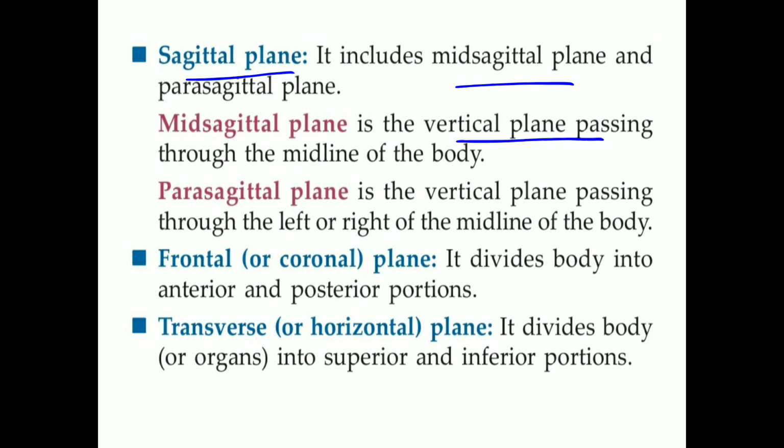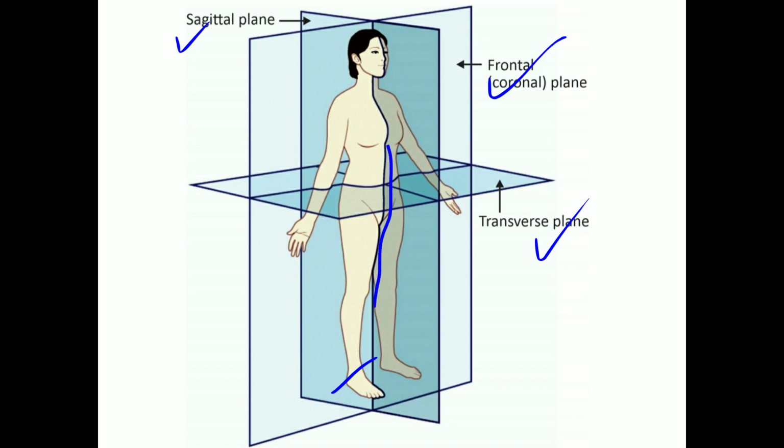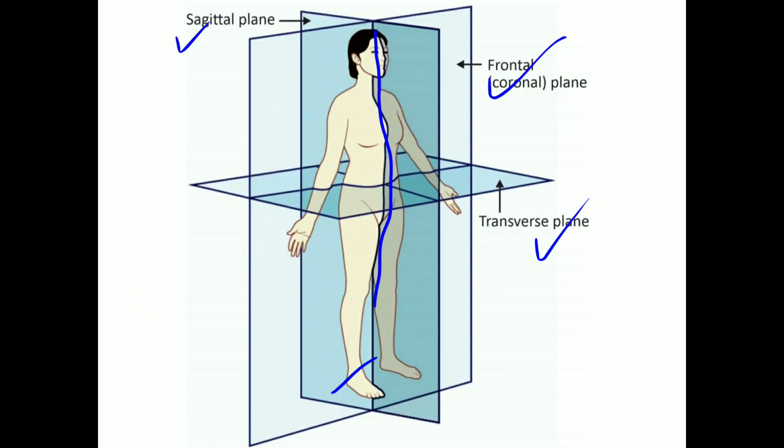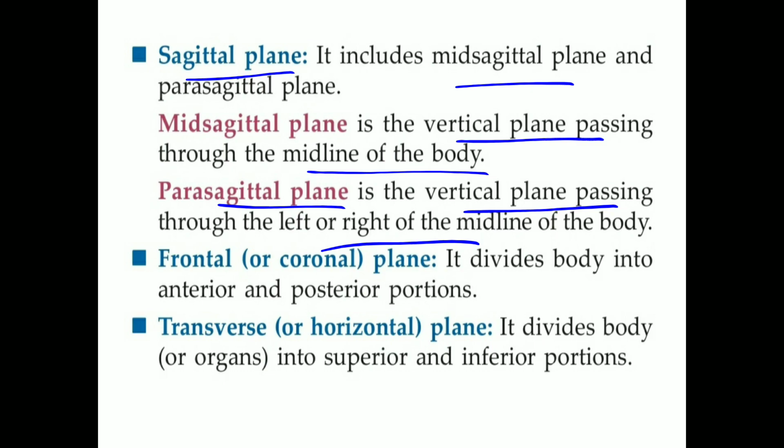The mid-sagittal plane is the vertical plane passing through the midline of the body. The plane passing through the midline of the body is the sagittal or mid-sagittal plane. And the next is the parasagittal plane. This is a vertical plane like the mid-sagittal plane, but it is not passing through the midline of the body. It is passing through the right or left of the midline of the body.